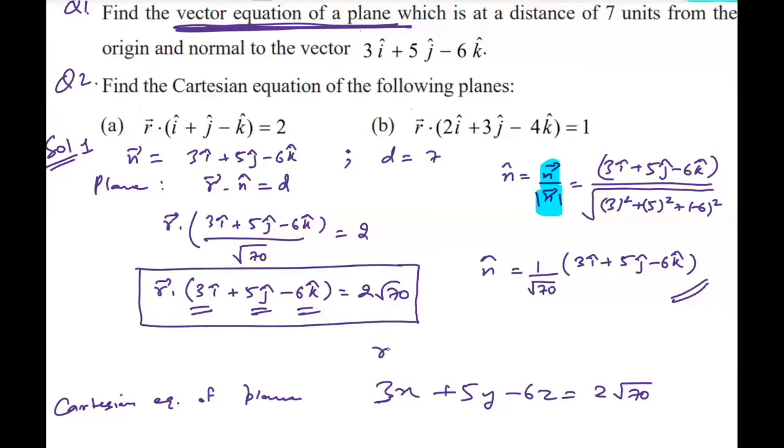We write r vector dot, these are the direction ratios of n vector, which is n vector equals 3i plus 5j minus 6k, equals 2 root 70. So it's very easy to convert a plane from vector to Cartesian or Cartesian to vector.